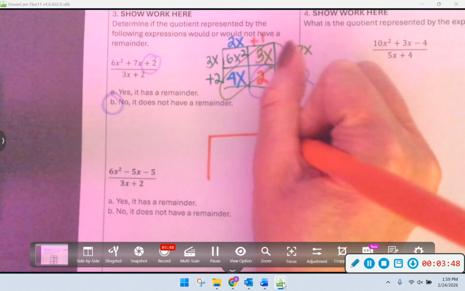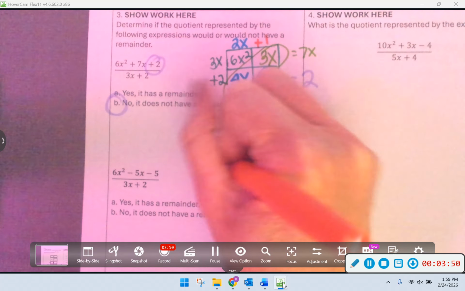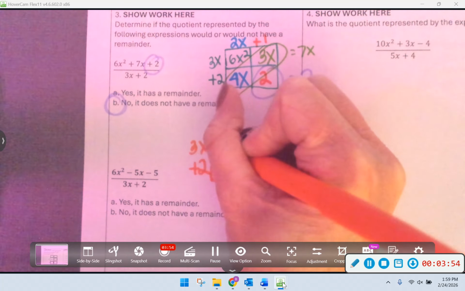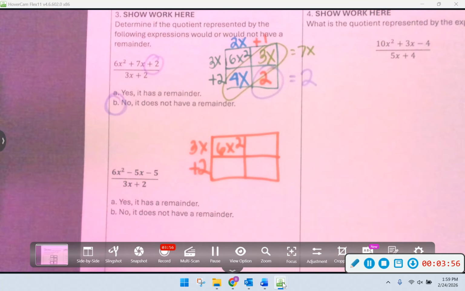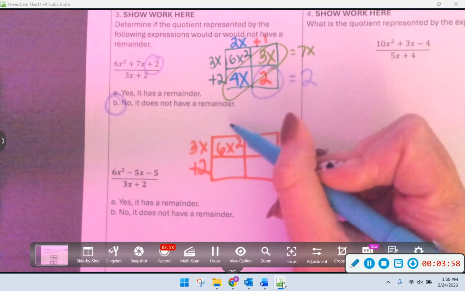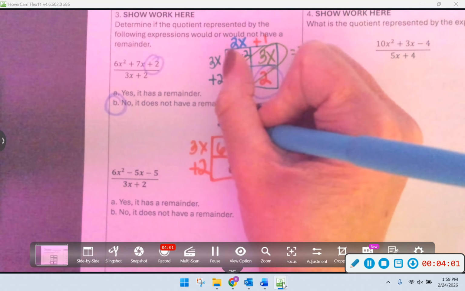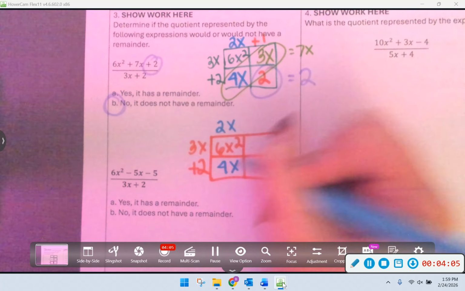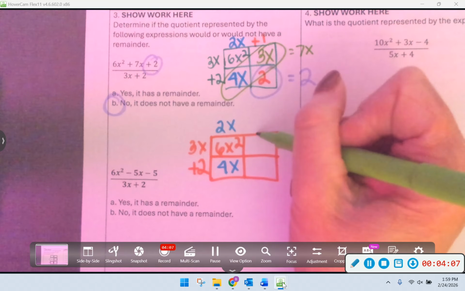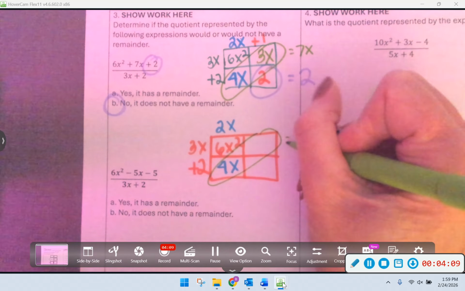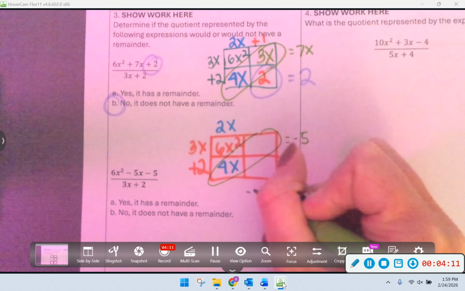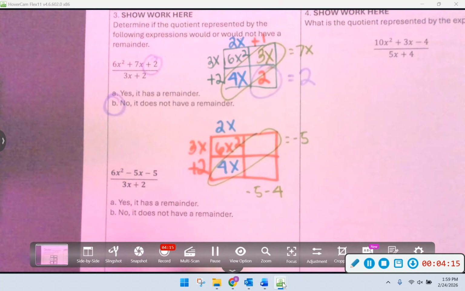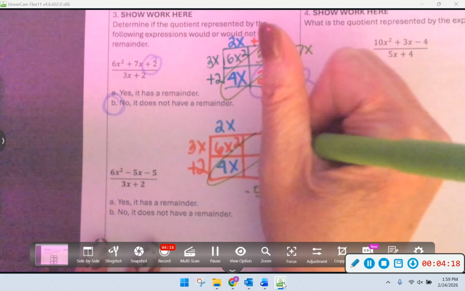So we'll draw a box. We're going to put 3x plus 2 on the side, and 6x squared in the first box. What times 3x gets you 6x squared? 2x. 2x times 2 is 4x. We're going to take our diagonal. We want our diagonal to equal negative 5. So we're going to do negative 5 minus 4. Negative 5 minus 4 is negative 9.